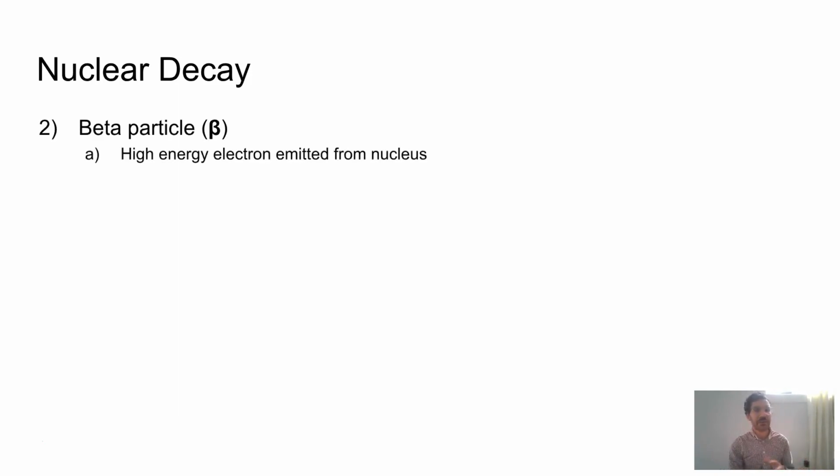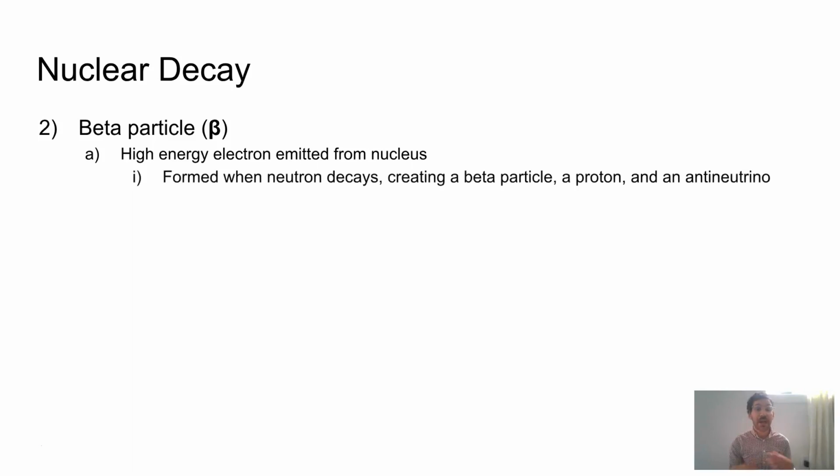Anyway, let's keep going. The other type of nuclear decay that we're going to talk about and do a lot of symbols for is beta decay. Beta decay, as I said, is a high energy electron being shot out of the nucleus. It's formed when a neutron breaks apart. This neutron breaks apart to create a beta particle that shoots out, a proton that stays behind, and a weird thing called an antineutrino that we're not really going to worry about. But I'll put it in there. Here's our symbol for that antineutrino.